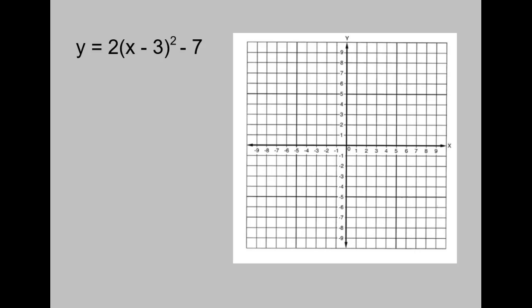So now we have an equation here that's kind of similar to before. There's some transformations taking place. I'm going to go ahead and write down these ones that I already know. So this minus 3 in the parentheses is going to make it go right 3. This minus 7 on the outside is going to make it go down 7. So our vertex, instead of being at 0, 0, is going to go right 3, down 7. So our vertex is actually at 3, negative 7.